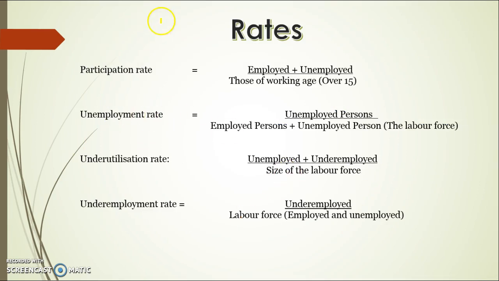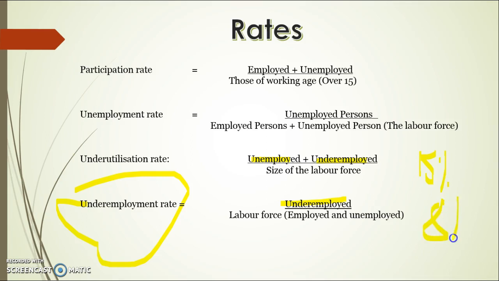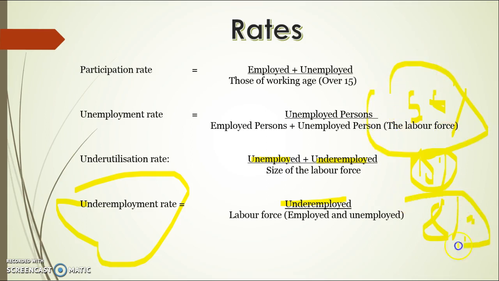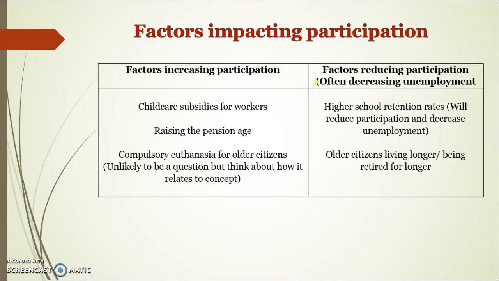Rates, make sure you know your rates. The ones that people struggle with the most is probably the underemployment rate. It's just underemployed divided by the labour force. Underutilisation includes unemployed and underemployed, so it's always higher. This one's around 15%, this one's around 8%, and the unemployment rate is around 5.5%, 5.6%. So that's why this one's actually around 14% because it's this one plus this one, so it's around 13.5 to 14%. Participation rate, everyone over 15 is in the denominator, even if you're still at school. You just can't be in the numerator if you're still at school.